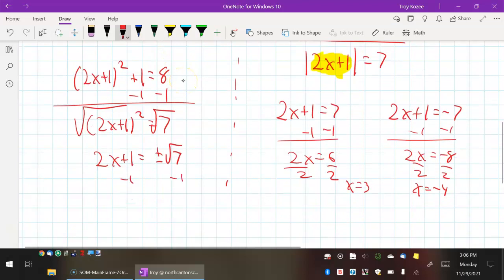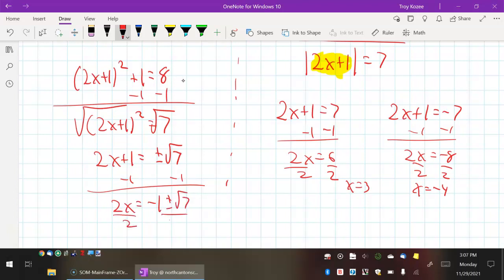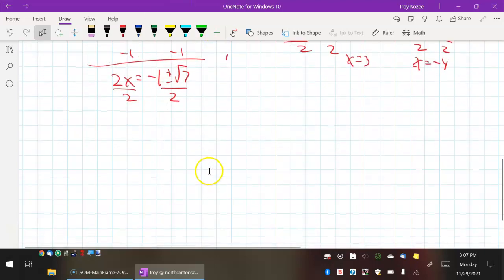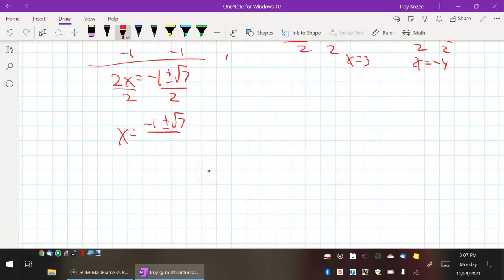-1, -1. 2x equals -1 plus or minus radical 7. Divided by 2, divide by 2. And here are my two answers. X equals -1 plus or minus radical 7 over 2.